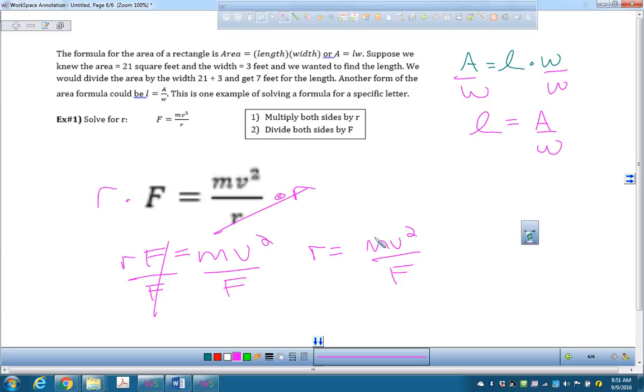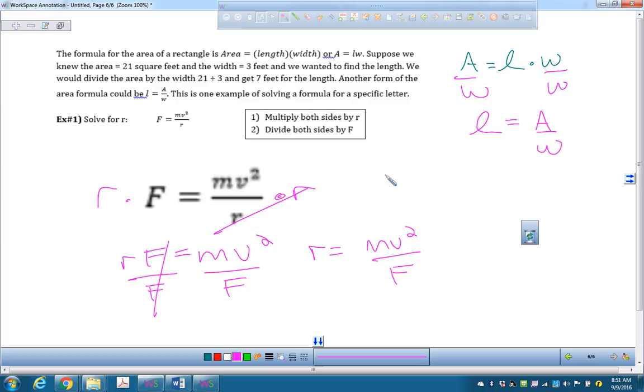Same formula, but now if I know the mass and velocity and the force, I could solve for R. I'm not sure what R is in this case. Might be a radius of an object flying through space or something. I'm not sure. Okay. But that's how you could do that. Questions on that? That's relatively easy.